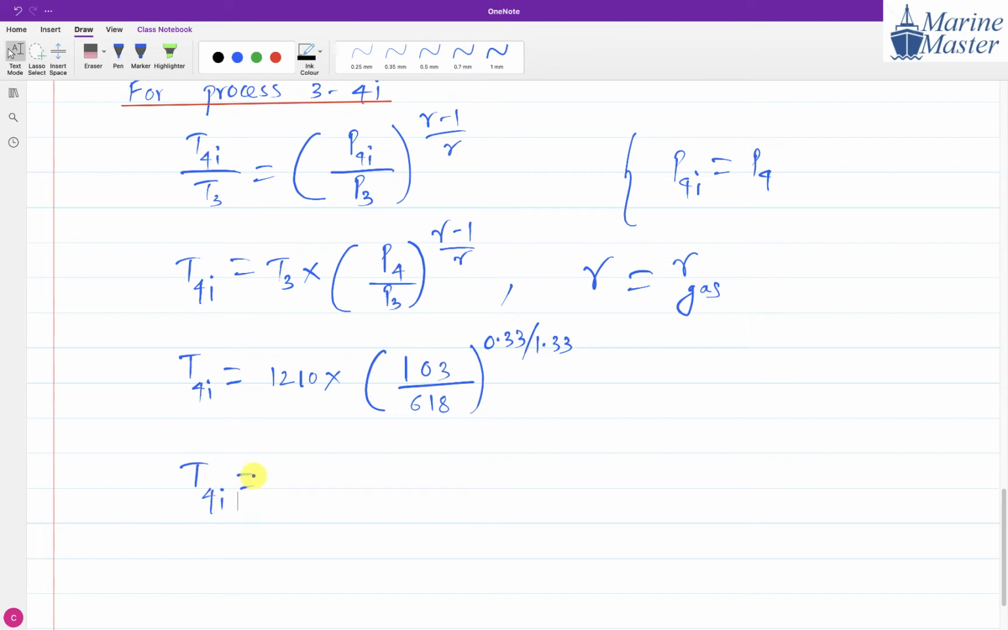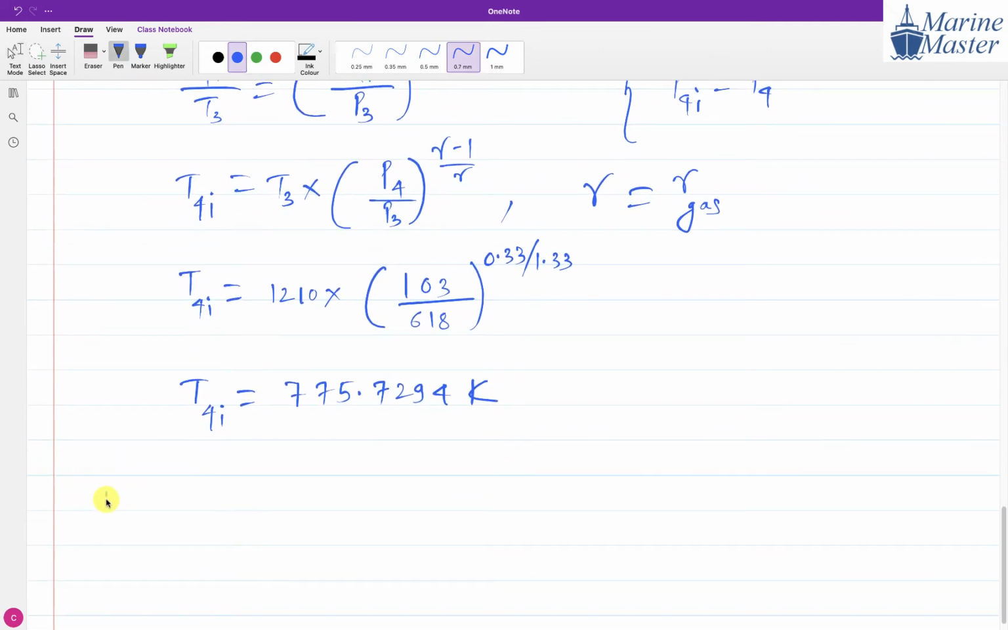Everyone, try to do the calculation with me. 1210 multiplied by, in bracket, 103 divided by 618, raised to the power 0.33 divided by 1.33. So what is T4i? T4i will be 775.7294 Kelvin. So we got T4i, and with its help we will calculate the isentropic efficiency of the turbine.